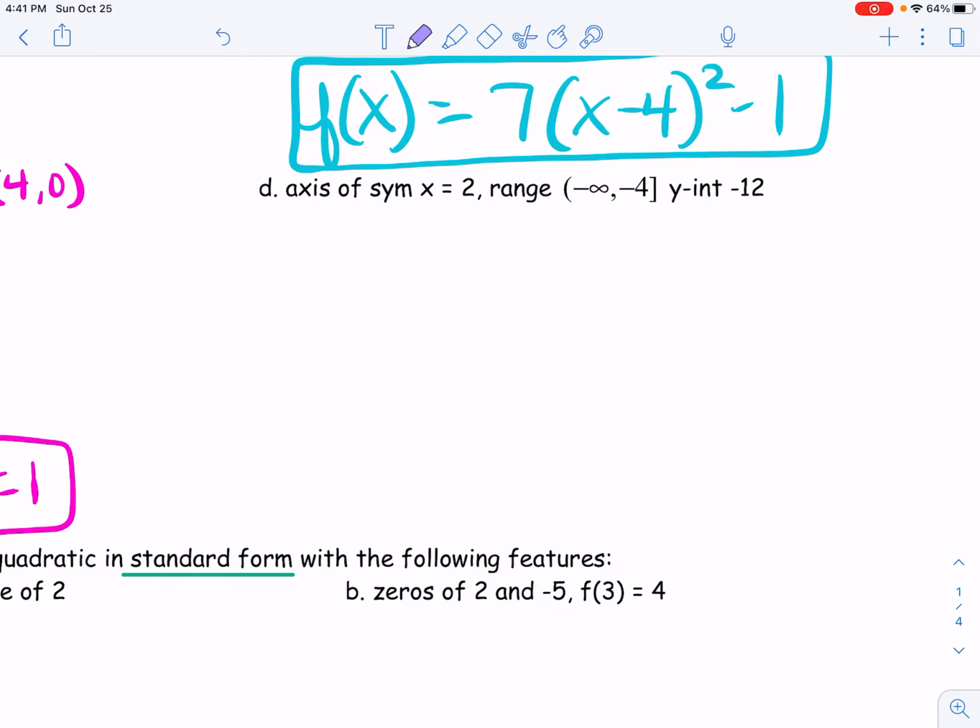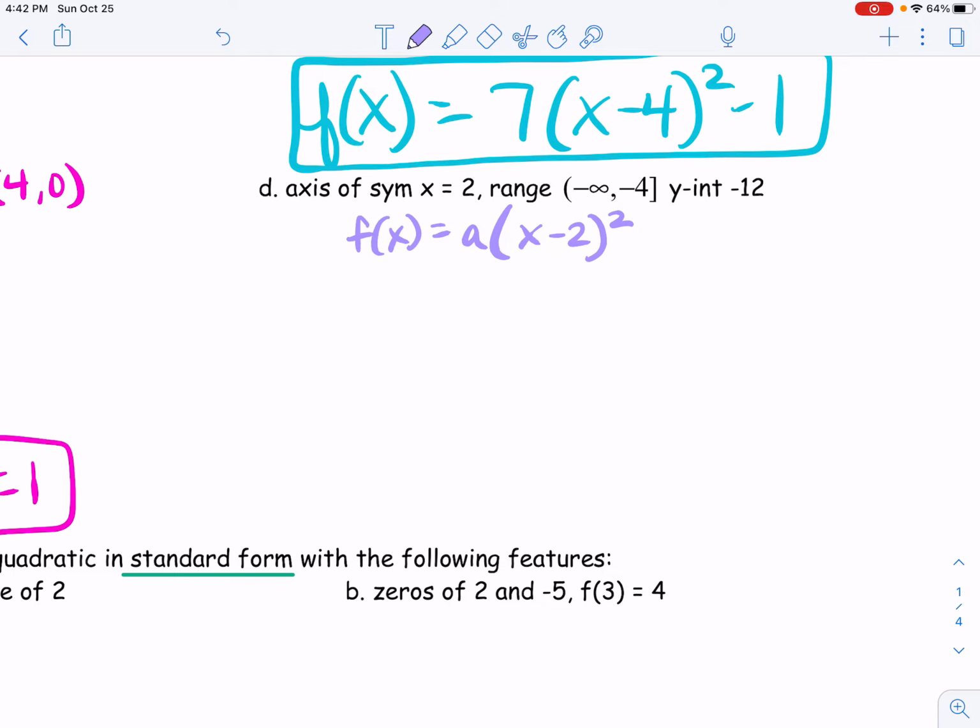So axis of symmetry is x equal to. That is the value of our h. That is the x coordinate of our vertex. So we actually know our h value is 2. So this is going to be f of x equals a times x minus 2 squared.